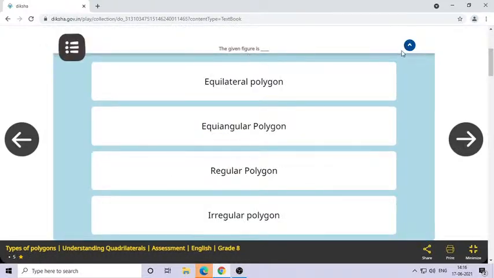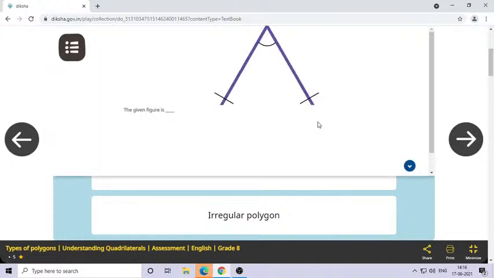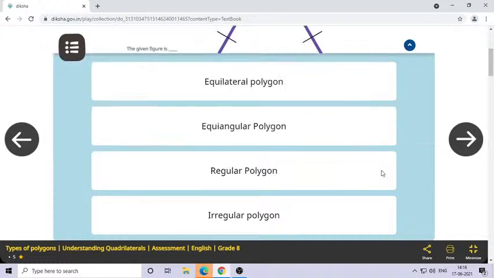Let's go to the next question. The given figure is, okay, let's wait, the figure is loading. So this is the figure. Here you can see all angles are equal and all sides are equal. For sides being equal, one line is marked on all the sides. You have to name this figure. The figure is an equilateral polygon, equiangular polygon, regular polygon or irregular polygon.